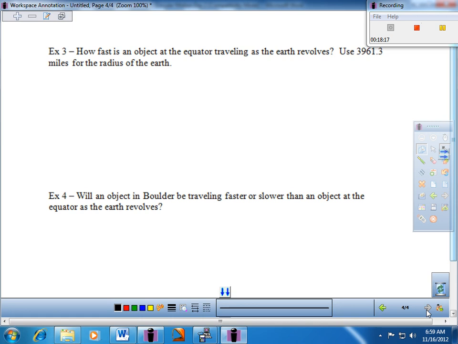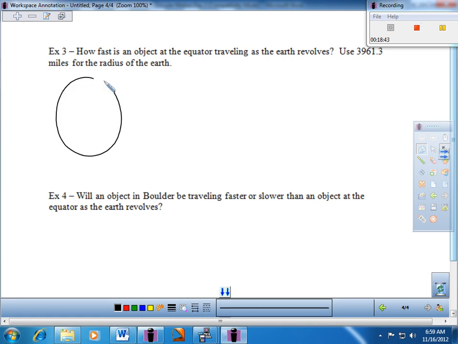Okay, let's see. Example 3. How fast is an object at the equator traveling as the Earth revolves? And use 3961.3 miles for the radius of the Earth. Okay, great. By the way, we're going to see a variety of these types of problems in the future. In fact, example 1 is kind of a prelude to that. But let's see what's going on.